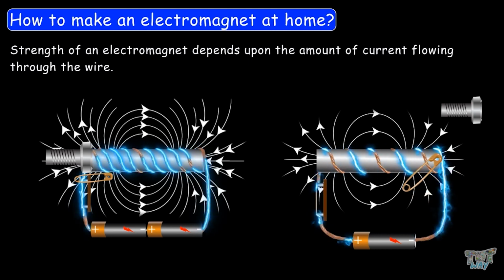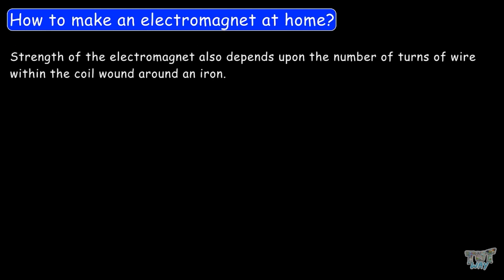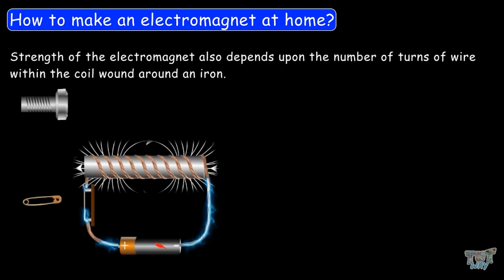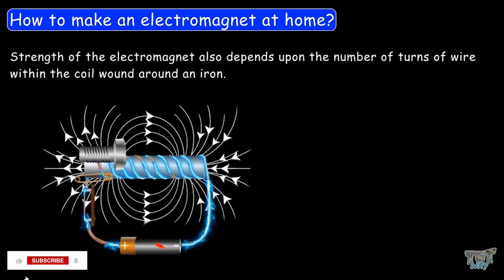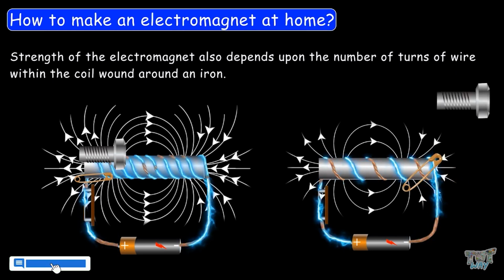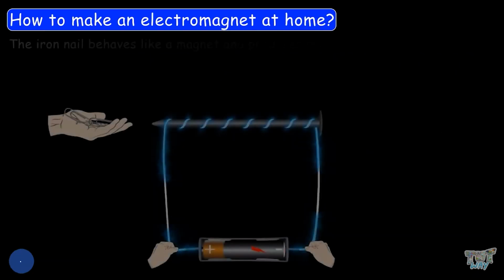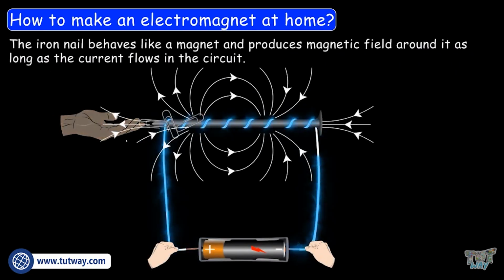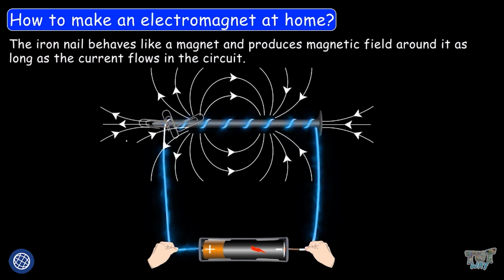Strength of the electromagnet also depends upon the number of turns of the wire within the coil wound around an iron. If we increase the number of turns of wire within the coil, then the strength of the electromagnet increases. Whereas, if we decrease the number of turns of wire within the coil, then the strength of the electromagnet decreases. The iron nail behaves like a magnet and produces magnetic field around it, as long as the current flows in the circuit.